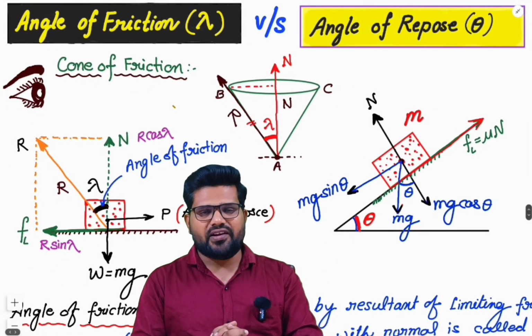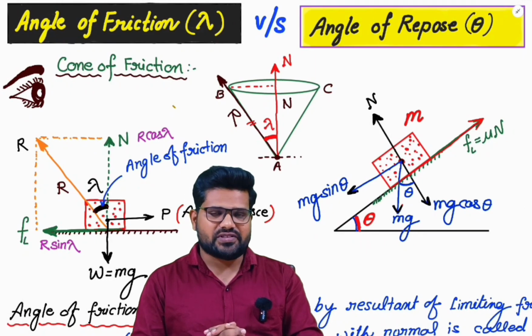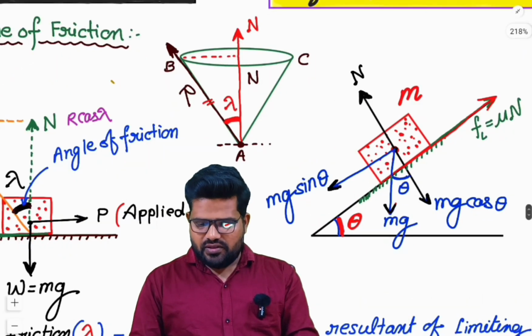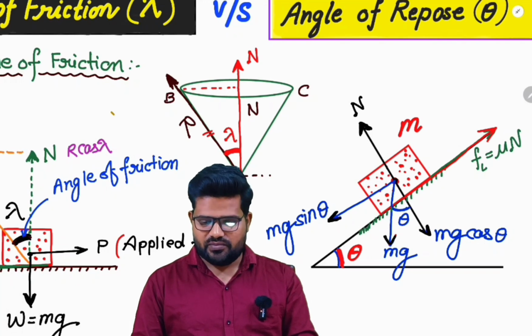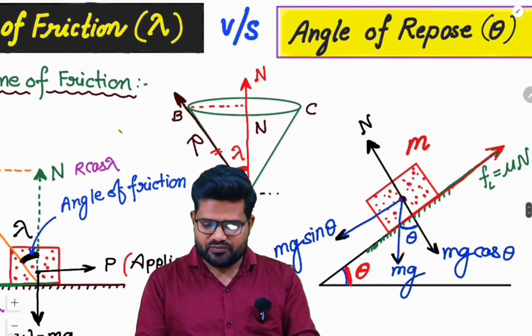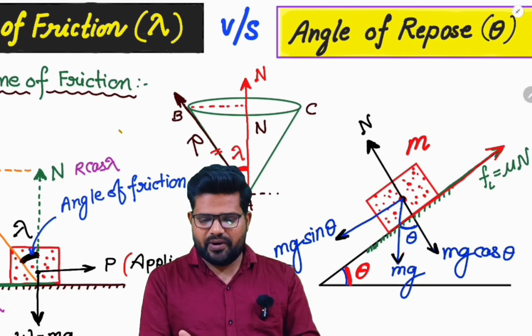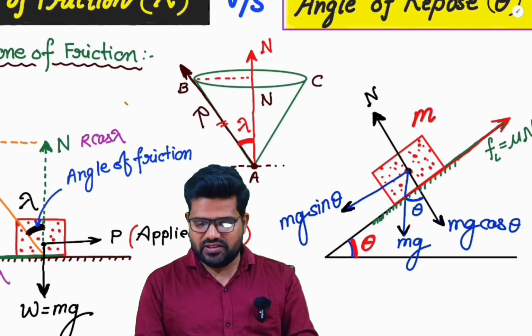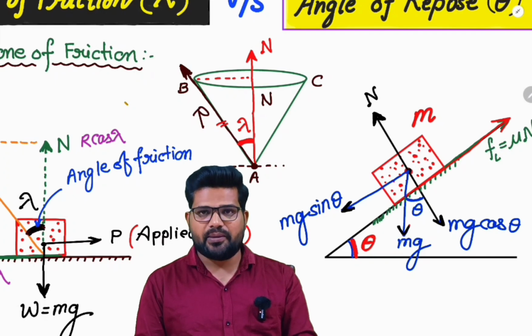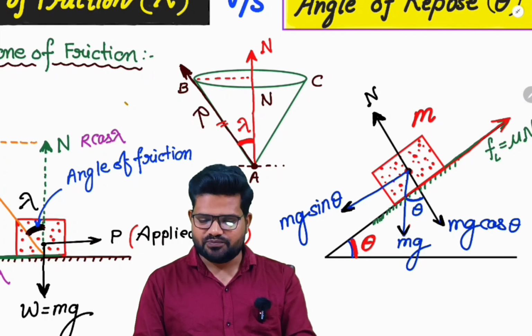Now see the angle of repose. Angle of repose is defined on an inclined rough surface. Let's see, there is a body placed on an inclined rough surface. The body has mass small m. If you raise the angle made by the plane with the horizontal direction, a stage will come when the body will start slipping down. You can see the weight of the body mg has two components, perpendicular to the plane mg cos theta, and along the plane down, that is mg sin theta.